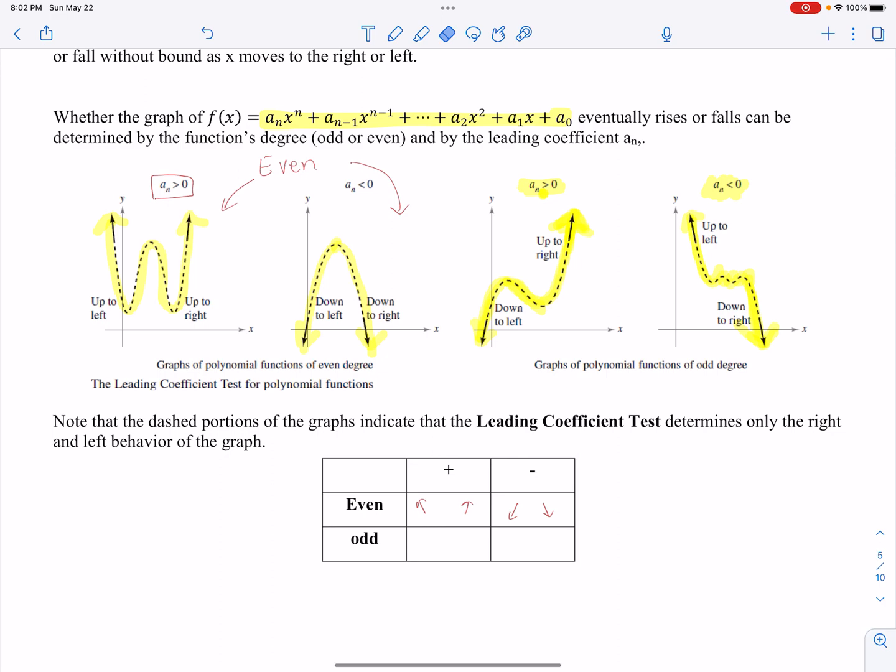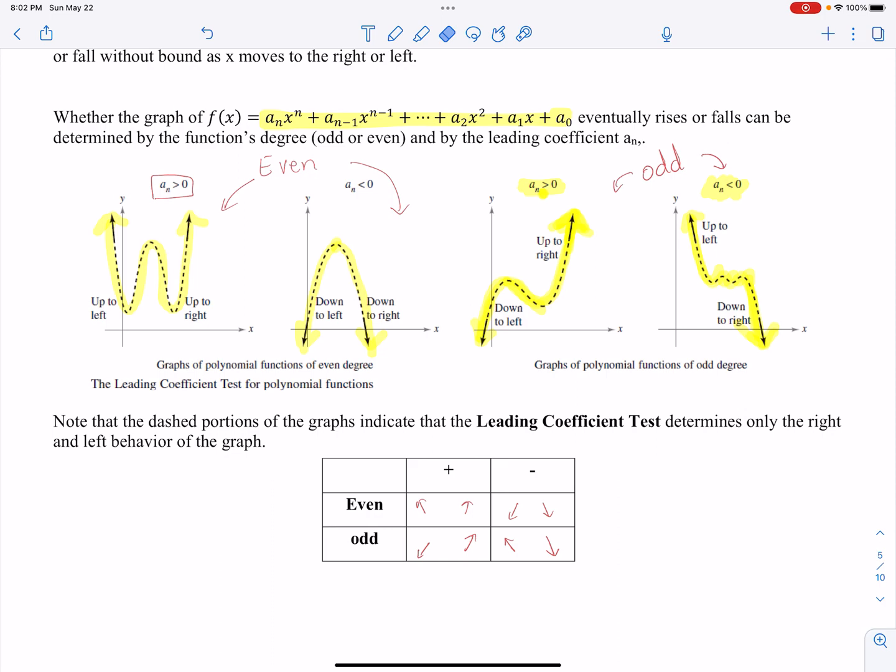If it is odd, then the ends go opposite directions. Being positive means it's going to end on a high note, and it must have started pointing down, and vice versa. If it's negative, it's going to end going down and start going up. And again, whatever happens in the middle, we can't determine from that leading coefficient test. But end behavior is an important part of the graph.